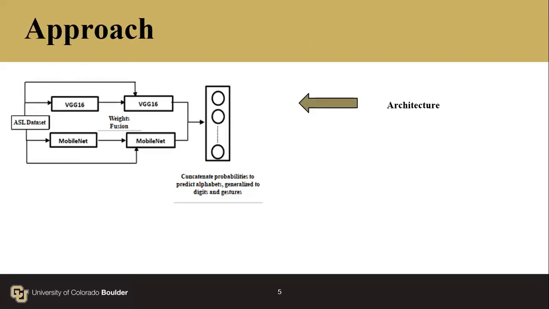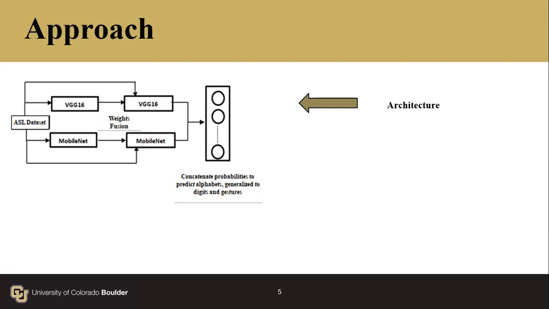This is the block diagram and the architecture of our model. The data set is provided to every model in the cascade. The first cascade consists of VGG16 in series, and the second cascade consists of MobileNet connected in series. The weights are fused between each layer of the pre-trained models from the first to the second model. And the probabilities are concatenated to predict the alphabets, which can then be generalized to digits and gestures.